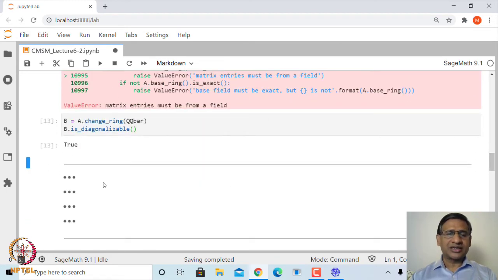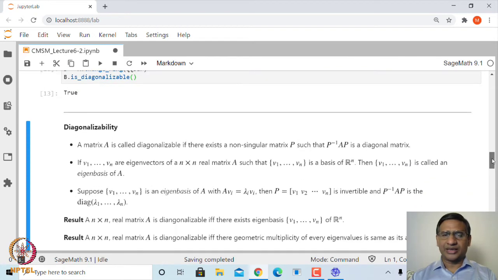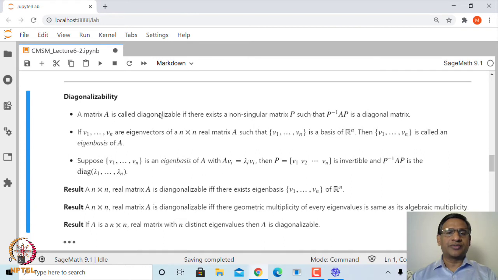So, now let us define formally what is the meaning of diagonalizability. A square matrix A is called diagonalizable if there exists a non-singular matrix P such that P inverse AP is a diagonal matrix. Okay. So, already we saw that the matrix A is diagonalizable and P turned out to be the matrix of eigenvectors.